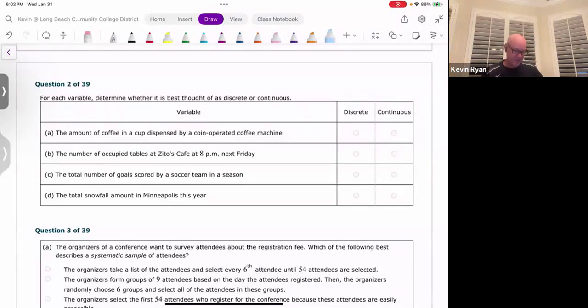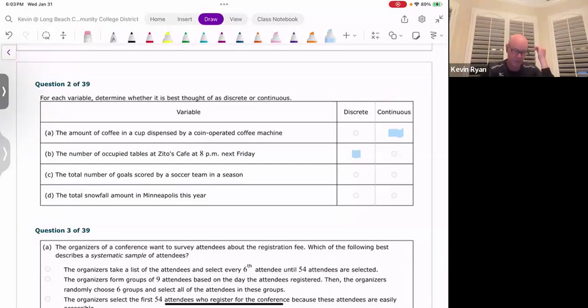All right. For each variable, determine whether it is best thought of as discrete or continuous. The amount of coffee in a cup dispensed by a coin-operated coffee machine, that is continuous. The number of occupied tables at Zito's Cafe at 8 p.m. next Friday. That is discrete. That is countable.